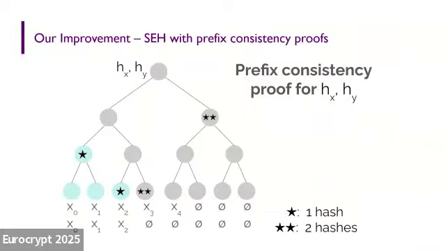Our SDH construction is based on Hubeck and Wich's work in a non-black-box way. The SDH construction combines the ideas from FHE and Merkle trees. Notice that in a Merkle tree, we only use O(log n) nodes to represent a prefix. To prove the prefix consistency for two prefixes HX and HY, we only need to compare the information on all the nodes with the stars, O(log n) of them.